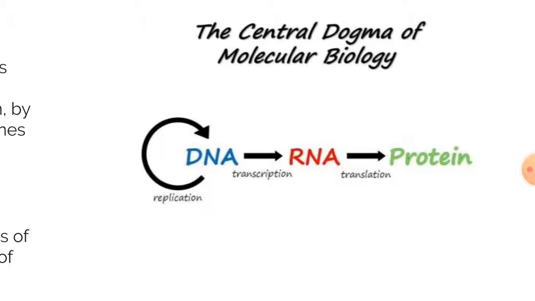But in some viruses, the flow of information is in the reverse direction, that is from RNA to DNA. Why so? Because in such viruses, RNA is the genetic material. But normally, the information flows from DNA to RNA. DNA can replicate to form DNA. By transcription, it forms RNA. By translation, it will form the protein.